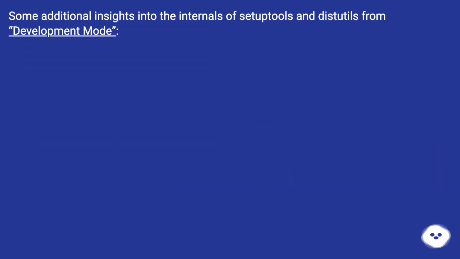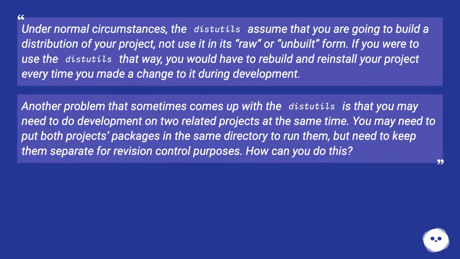Some additional insights into the internals of setuptools and distutils from development mode. Under normal circumstances, the distutils assume that you are going to build a distribution of your project, not use it in its raw or unbuilt form. If you were to use the distutils that way, you would have to rebuild and reinstall your project every time you made a change to it during development. Another problem that sometimes comes up with the distutils is that you may need to do development on two related projects at the same time. You may need to put both projects' packages in the same directory to run them, but need to keep them separate for revision control purposes. How can you do this?